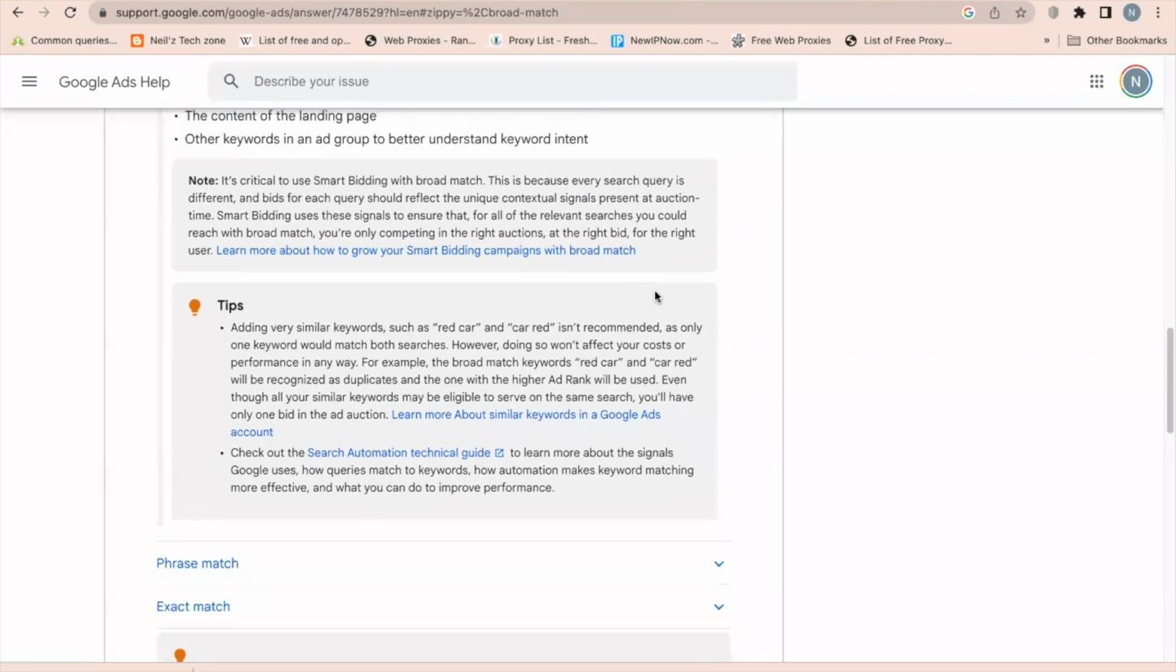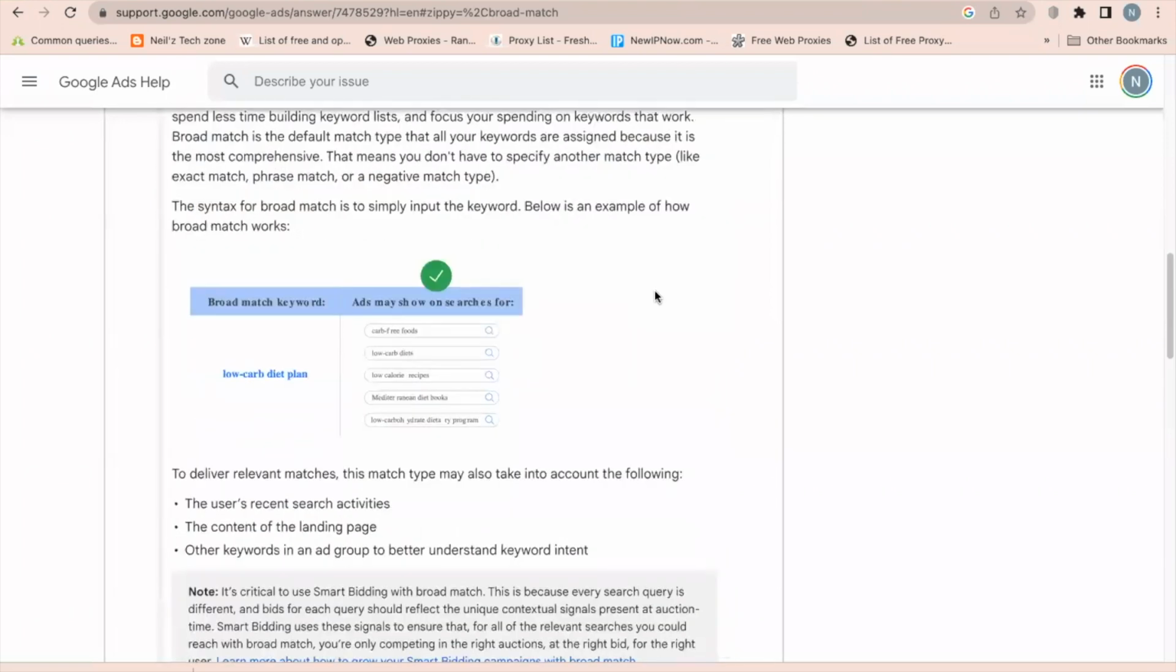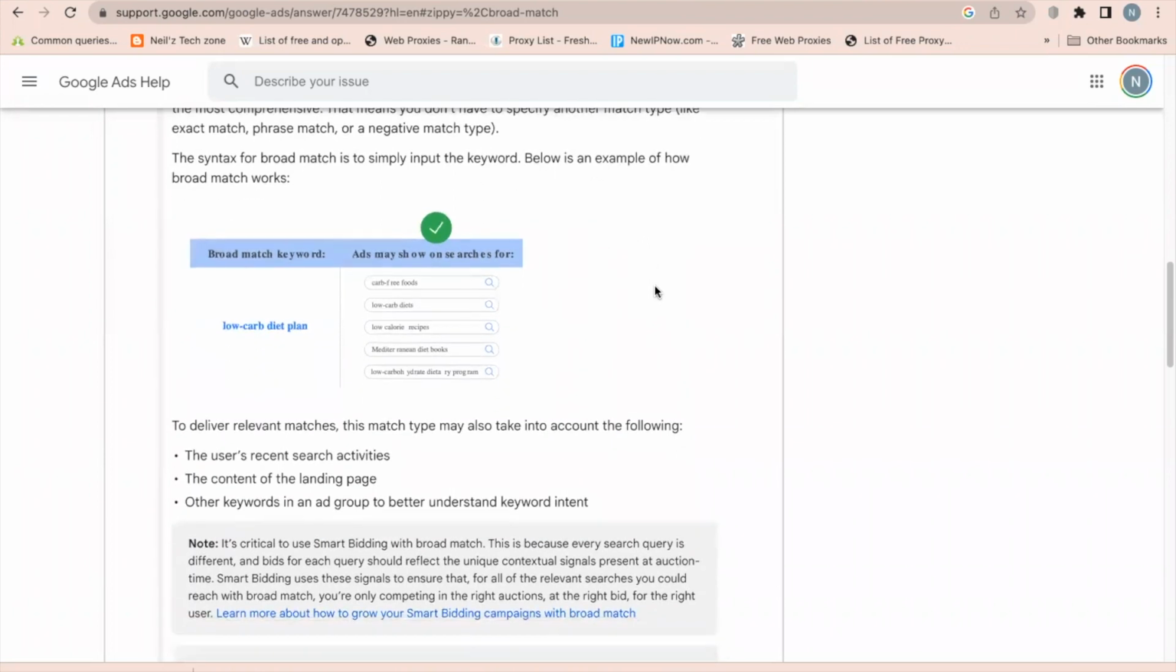Now they've removed BMM. Since the last year and a half, they've discontinued BMM, and they merged the feature of BMM with phrase match.